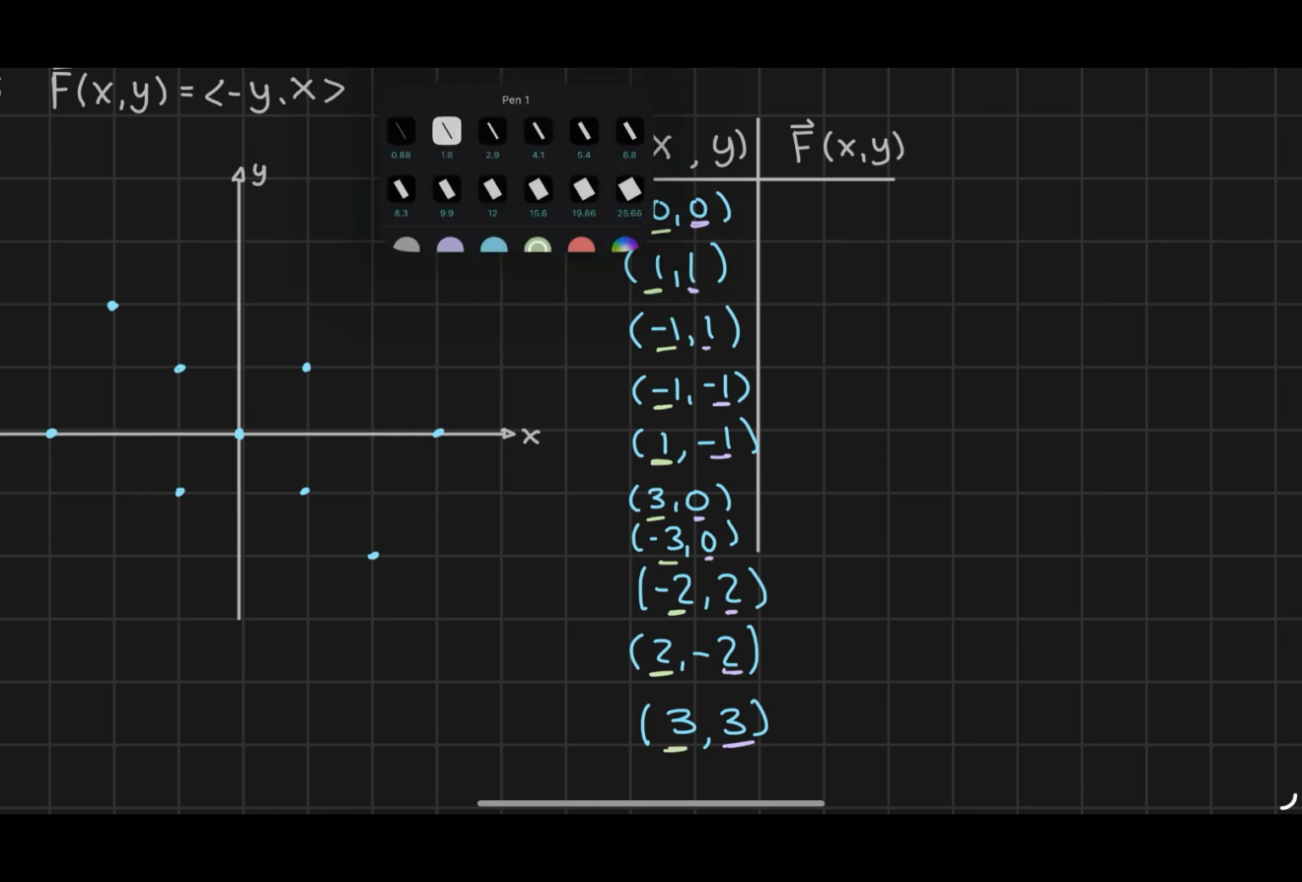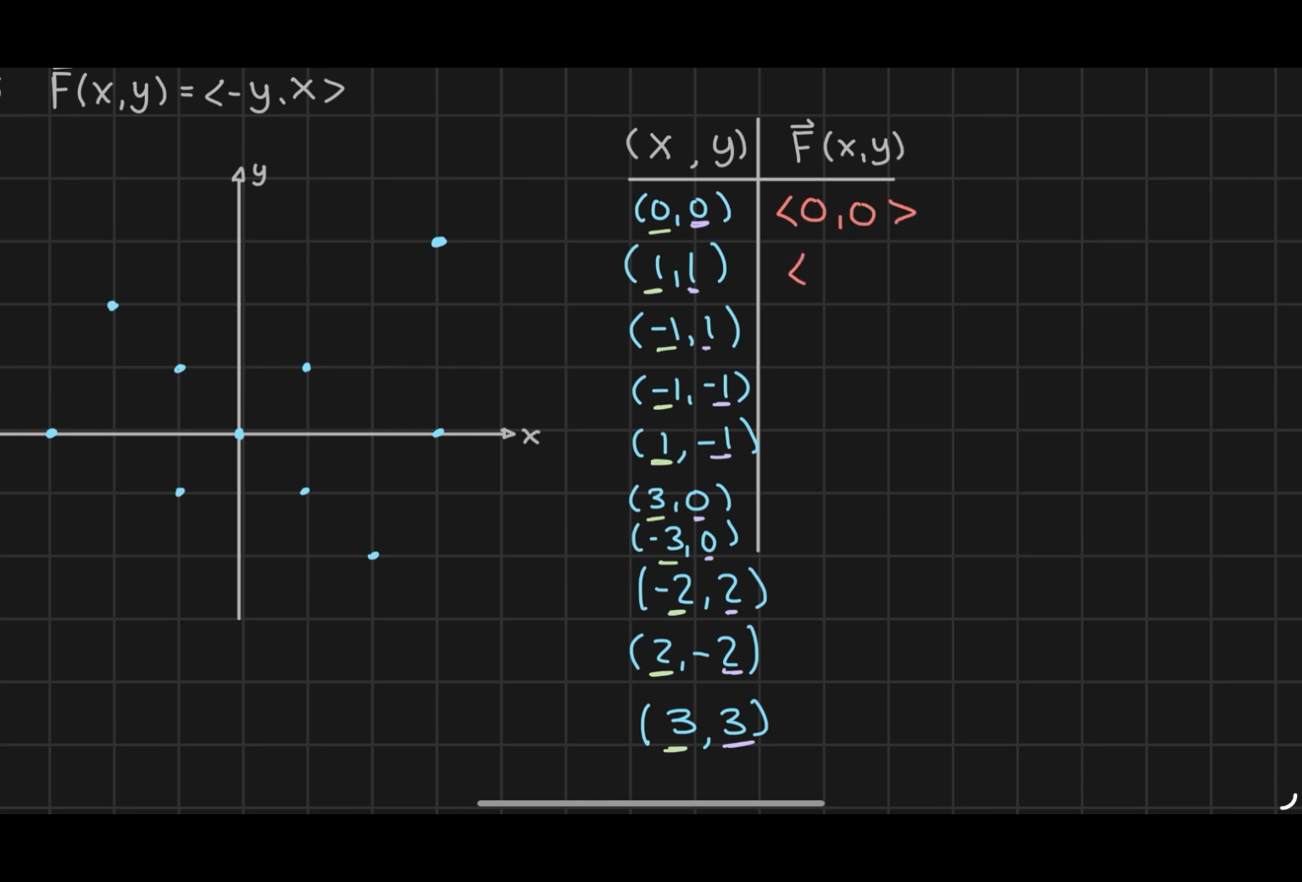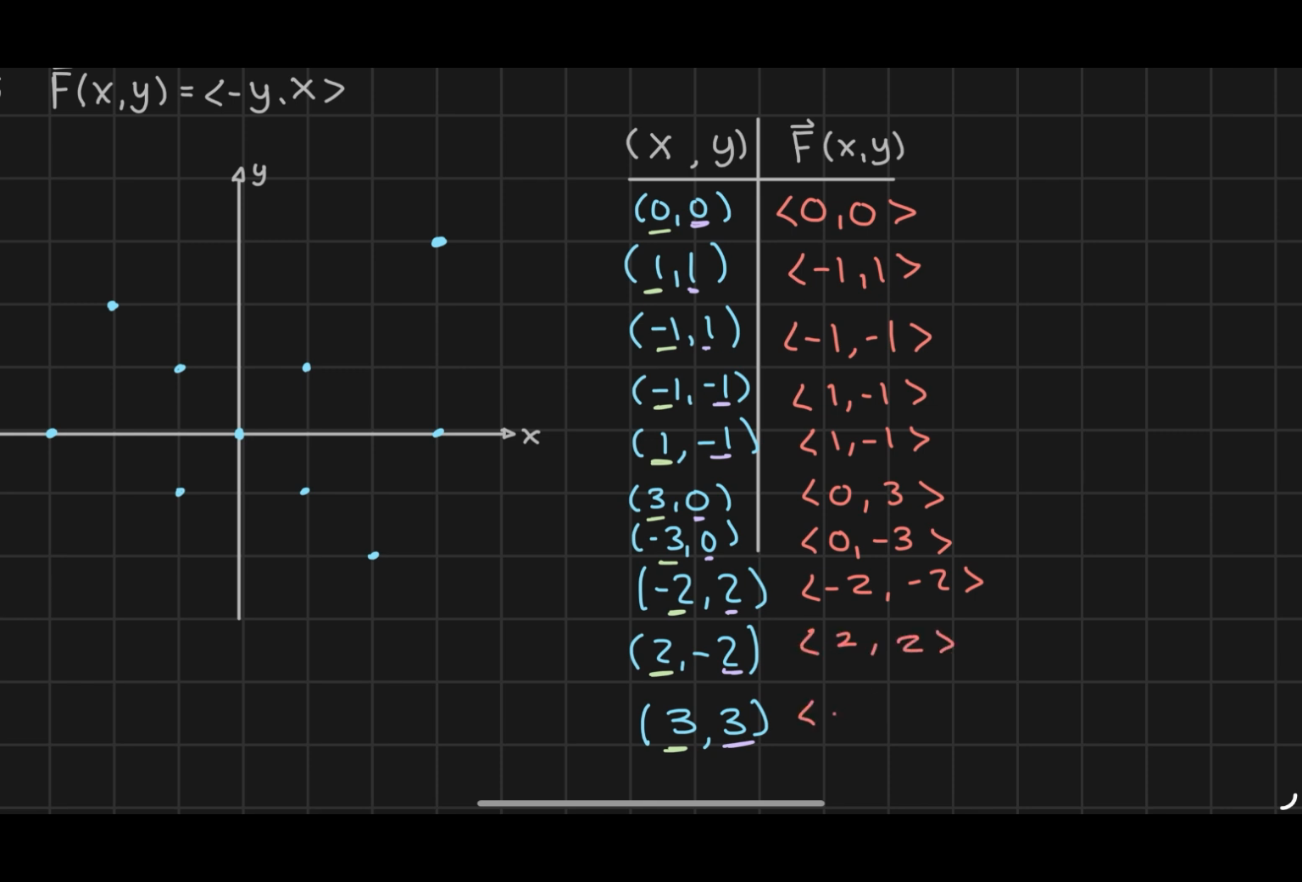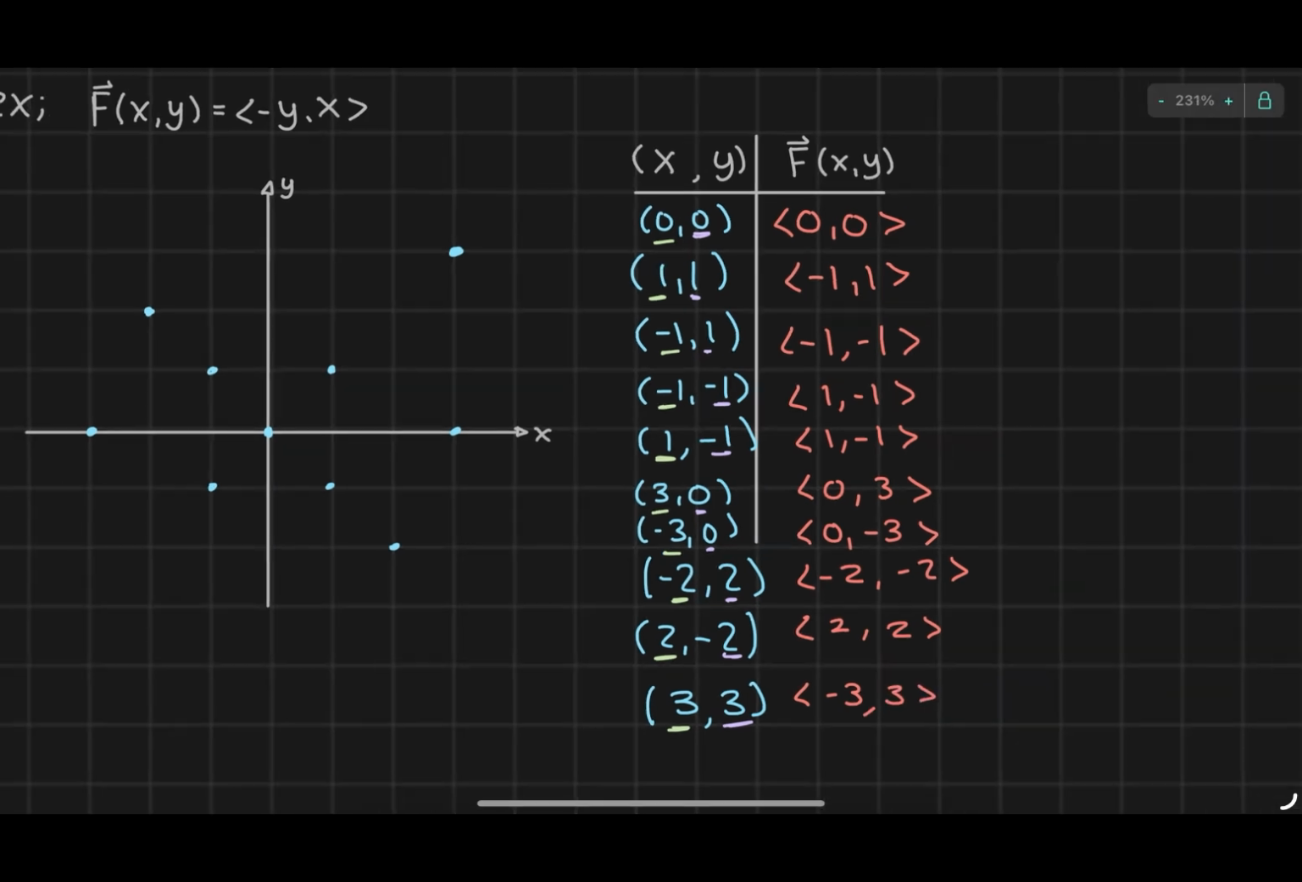Okay, writing our vector fields, we're going to have 0, 0 here regardless. Looks like our first one is going to be 1, but it's going to be negative now, so it's going to be negative 1, 1. This one looks like it's going to be negative 1, negative 1. Negative, negative 1, that's going to be 1, negative 1. Negative, negative 1 again, that's going to be 1, negative 1. Looks like this is going to be 0, 3 right here. 0, negative 3 this time. Negative 2, negative 2. Negative, negative 2, that's going to be 2, 2. And here we're going to have negative 3, 3. That's what our vector field looks like.